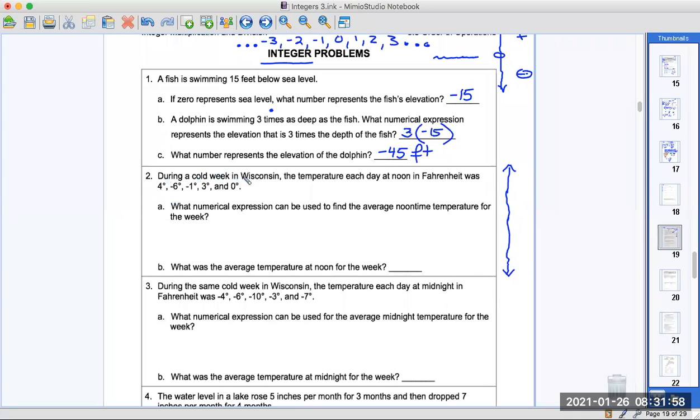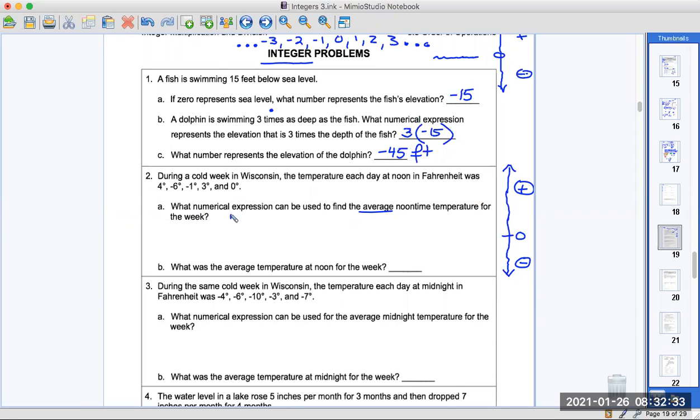Okay, during a cold week in Wisconsin, but almost like here now, the temperature each day at noon in Fahrenheit was 4 degrees, -6, -1, 3, and 0. So a number line can be a thermometer. We have 0 degrees, and our positive numbers are above, and our negative numbers are below 0. What numerical expression can be used to find the average noontime temperature for the week? So average, how would you find the average?